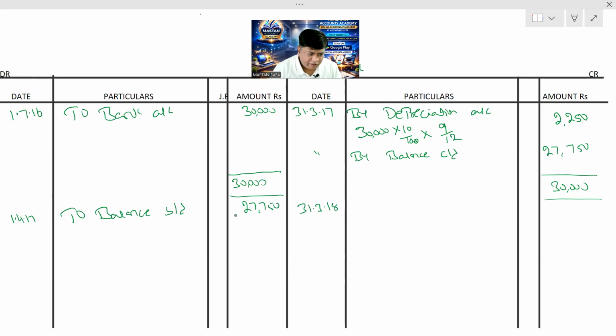So again check from 1st April 17 to 31/3/18. Is there any additional machinery purchase? Purchase is there, but on 1st April 18, which means next year as per the financial year. So again I am calculating the depreciation, dear students. By depreciation, you have to listen with utmost concentration, then only can you understand easily.